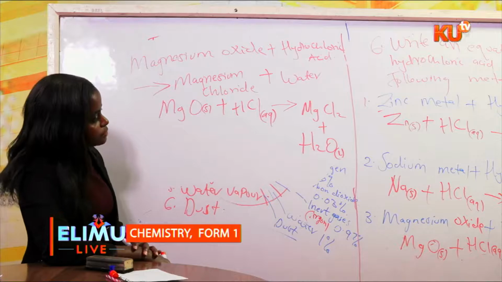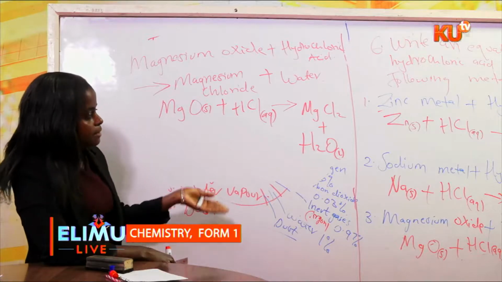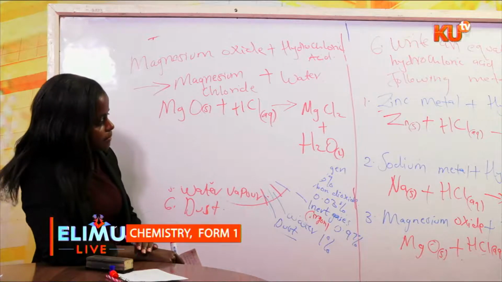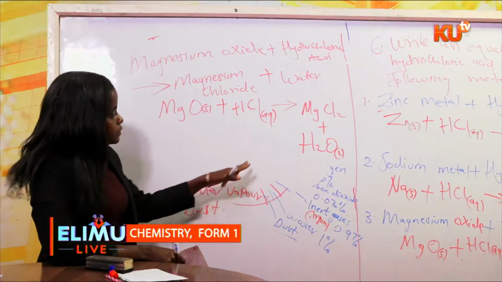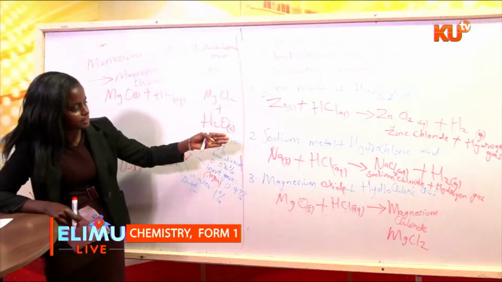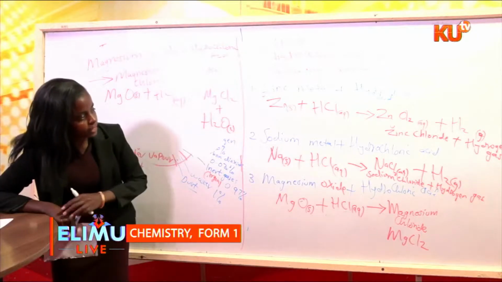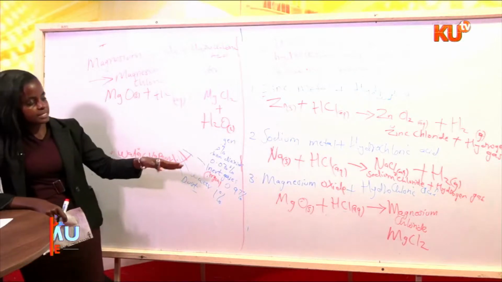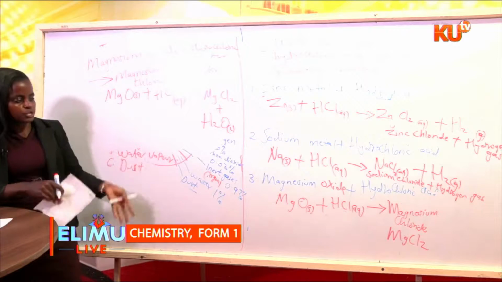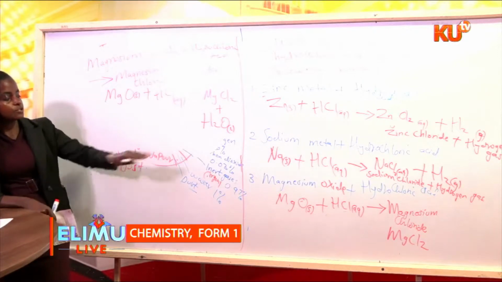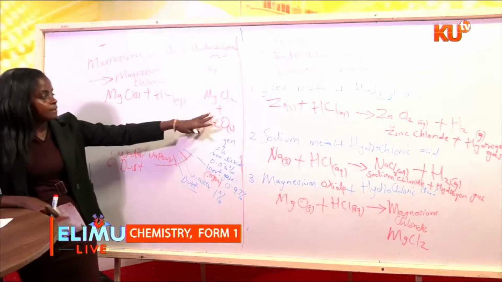Now the end result of the equations with zinc metal and sodium metal is zinc chloride and sodium chloride. Well, with magnesium oxide, which I decided to change because those other two were metals, the end result is going to be water and magnesium chloride.